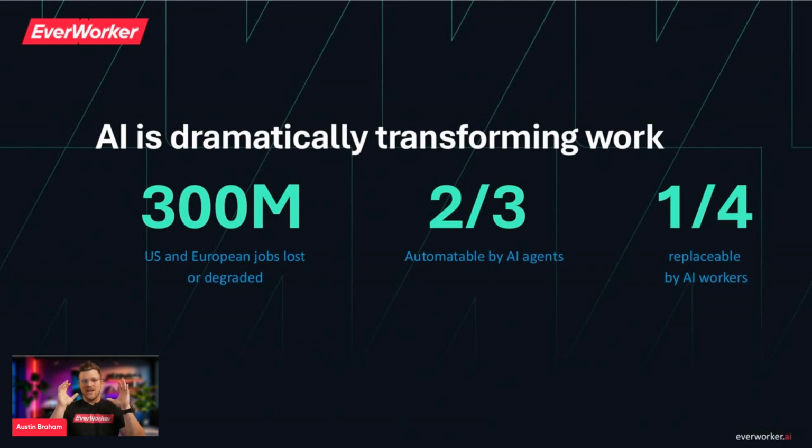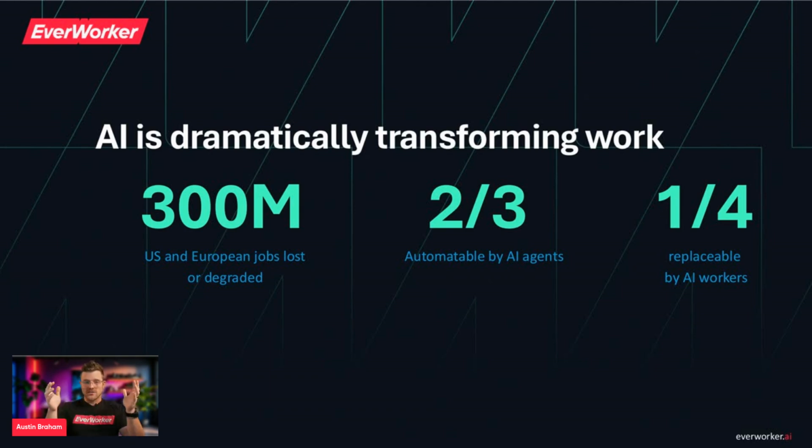But today, we talk about the general idea of why now? Why are we actually talking about agentic AI right now? Well, as we have all heard, AI is dramatically transforming everything about work. There is an estimated 300 million jobs across the US and Europe, and of course many more markets than that, that are going to either be lost or delegated in the future because of AI.